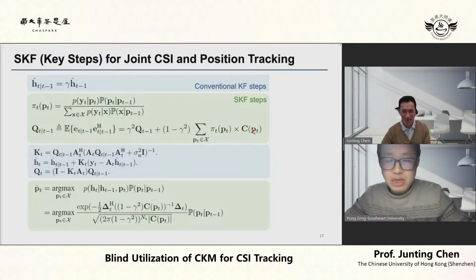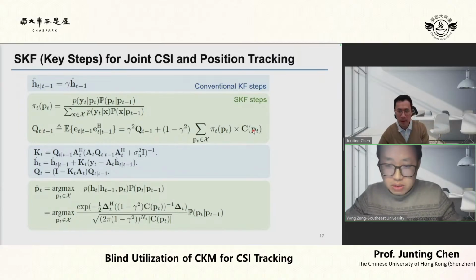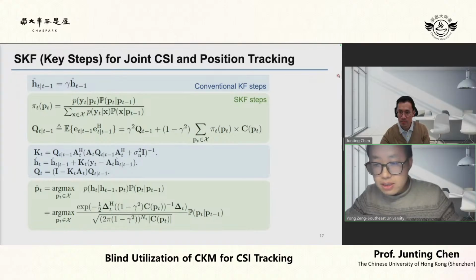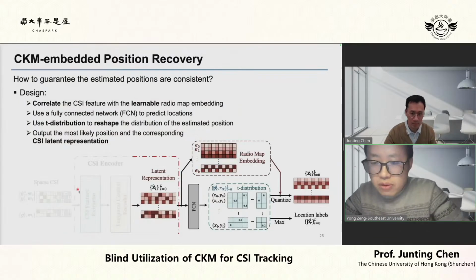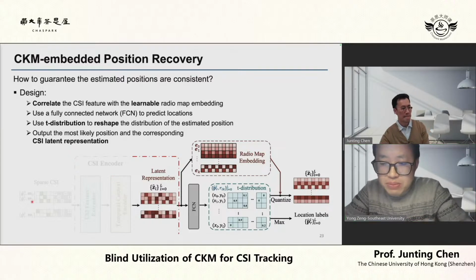Yeah, I think it's quite clear. Okay, so maybe we have one more question for the sake of time. I think this question is related to page 22 or 23. The question is, how is the output of the CSI feature processing module connected to the previous SKF algorithm and the Bayesian joint recovery framework? What gains can it bring to position tracking and CKM modeling?